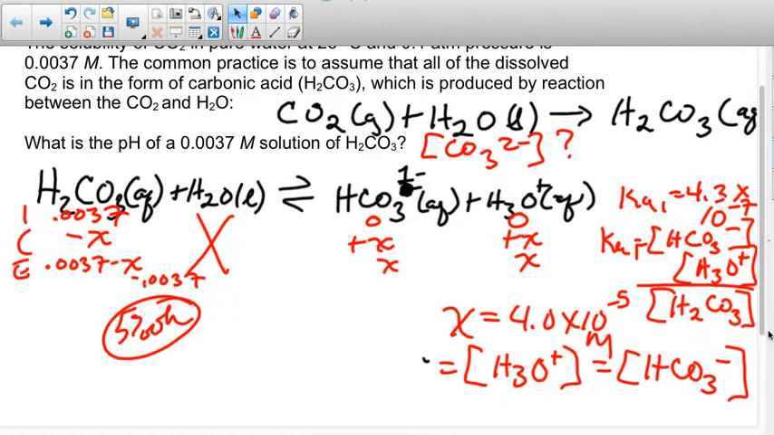All right. If it's not good, what do you do? Quadratic equation.